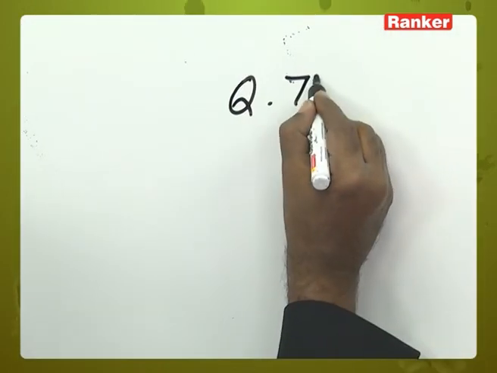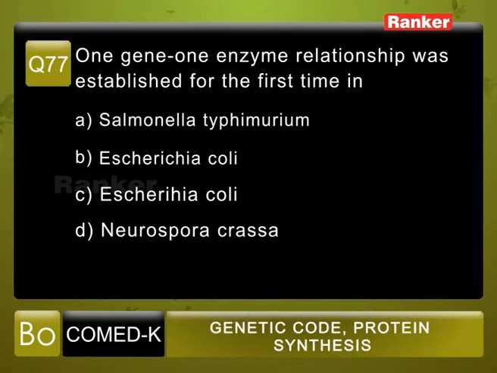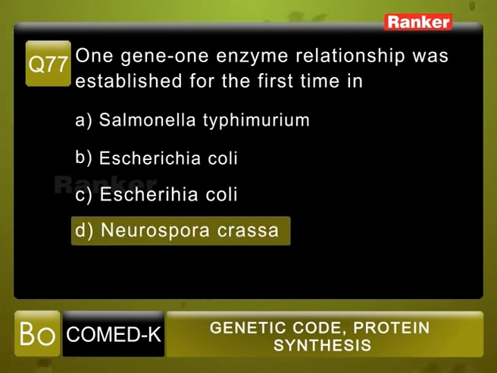Question number 77. One gene, one enzyme relationship was established for the first time in A, Salmonella typhimurium, B, Escherichia coli, C, Escherichia coli, D, Neurospora crassa. The right answer is D, Neurospora crassa.